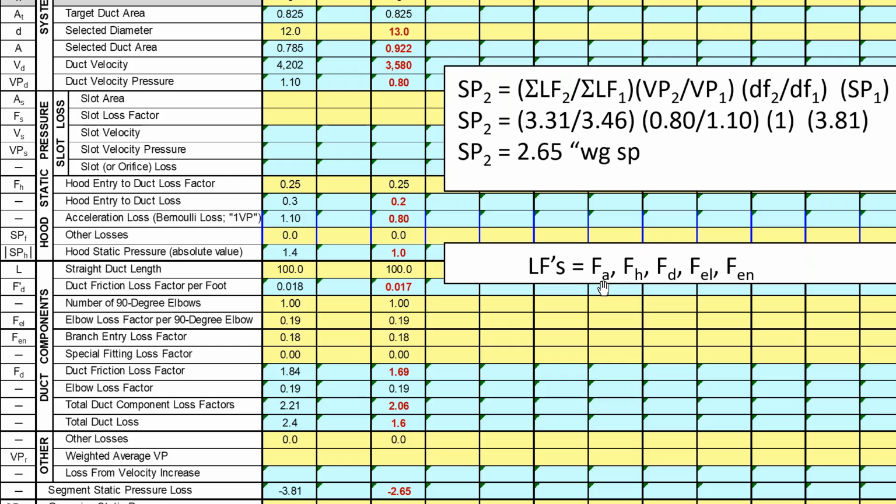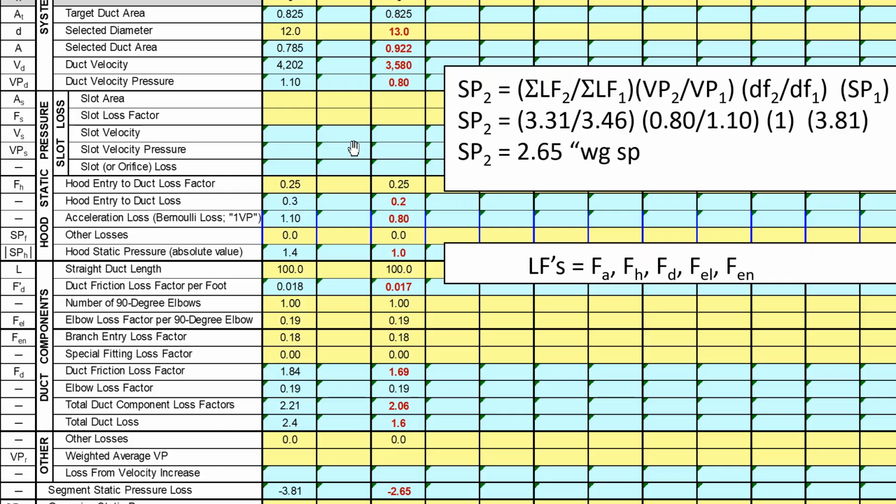So now we have an F sub A of 1.0, an F sub H of 0.25, F sub D of 1.69, F sub L of 0.19, F sub N 0.18. We sum those, and that sum is 3.31. So now the sum of our loss factors for case 2, 3.31, divided by the sum of our loss factors for case 1, 3.46, times the change in our velocity pressure, times our original static pressure, gives us an SP2 of 2.65 inches of water gauge.